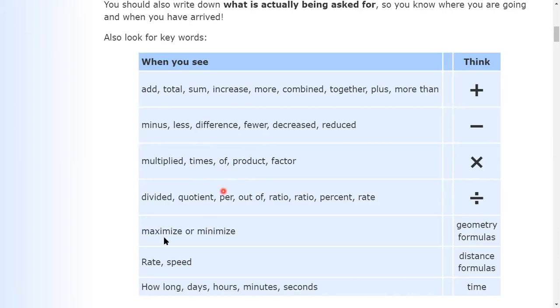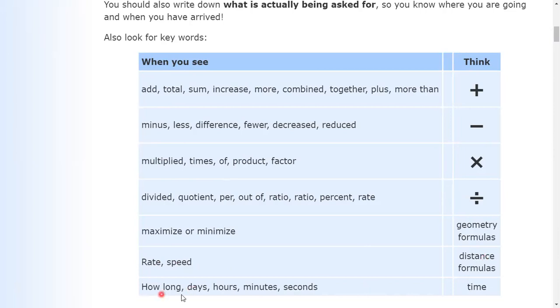Next is maximize or minimize. If you find these words, you will have to recall geometry formulas, if the length is maximized or the breadth is minimized or the radius is maximized, or whatever of these types. Rate, speed: if these words are there, use the distance formula. Rate, speed, and time are just for the distance formula.